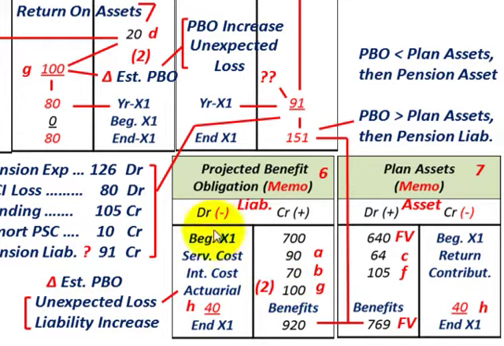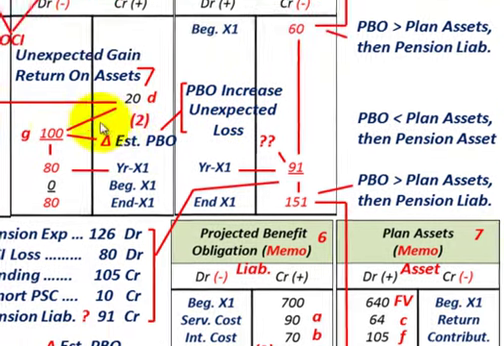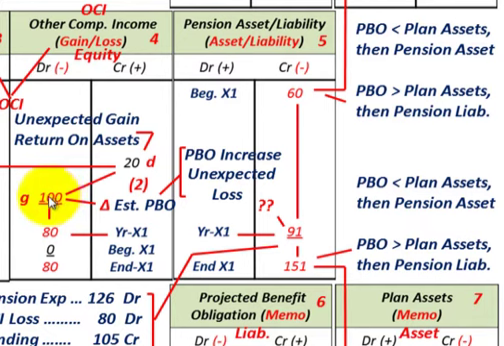So just moving back up to our other comprehensive income for our gain and loss, we would debit that here for this unexpected loss, or reduce our other comprehensive income for the unexpected loss. So that's the change in estimate here, and the PBO increases for this unexpected loss, and that means that other comprehensive income account here decreases for the unexpected loss that we have.